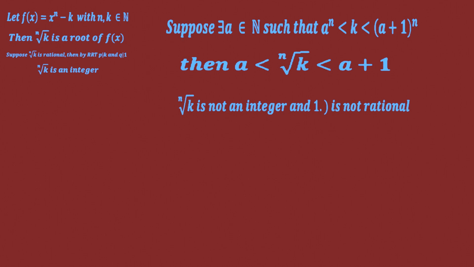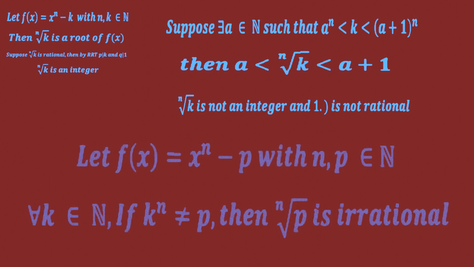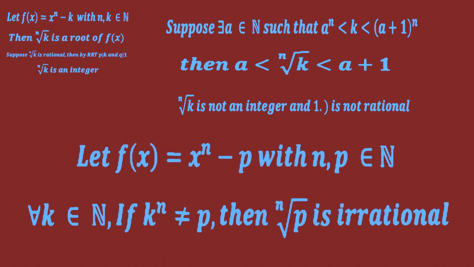Now we can combine these two statements together to form an overarching statement. We can now make the conclusion that for all k in the naturals, if k is not equal to a to the n, then the nth root of k is irrational. The proof is a combination of the two statements we just showed.